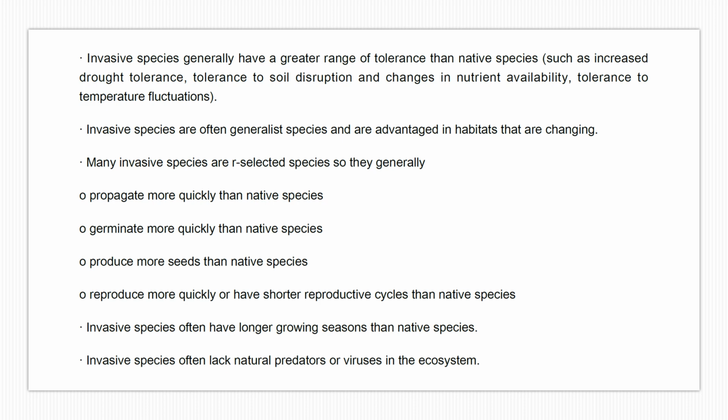And last but not least, we have invasive species are generally selective species. So all of these are considered to be properties of our species. Okay, there we have it.